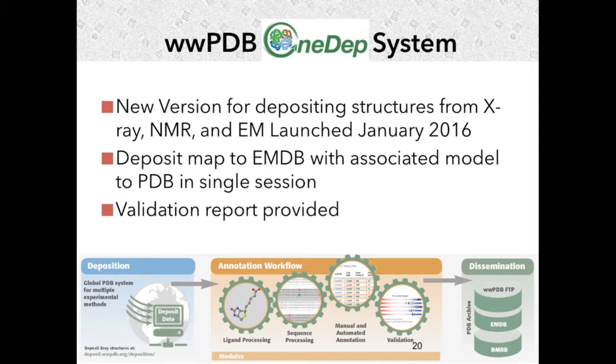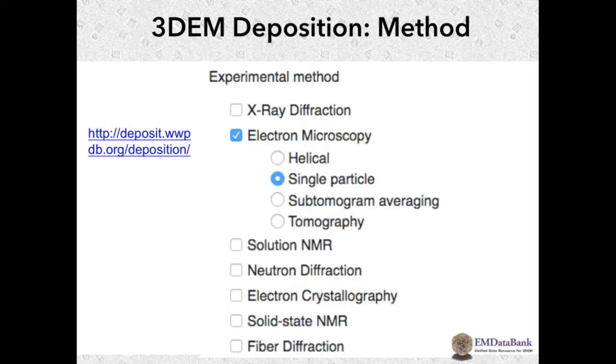When you come to the deposition interface, the first page asks what experimental method you're going to use. If you pick electron microscopy single particle, as most people will, but you can also choose helical, subtomogram averaging, or tomography. If you choose those other methods, the questions you get asked are a little bit different. They're tailored to the different methods. So for instance, if it's helical, you'll be asked your sample molecular weight per unit length instead of just your molecular weight.